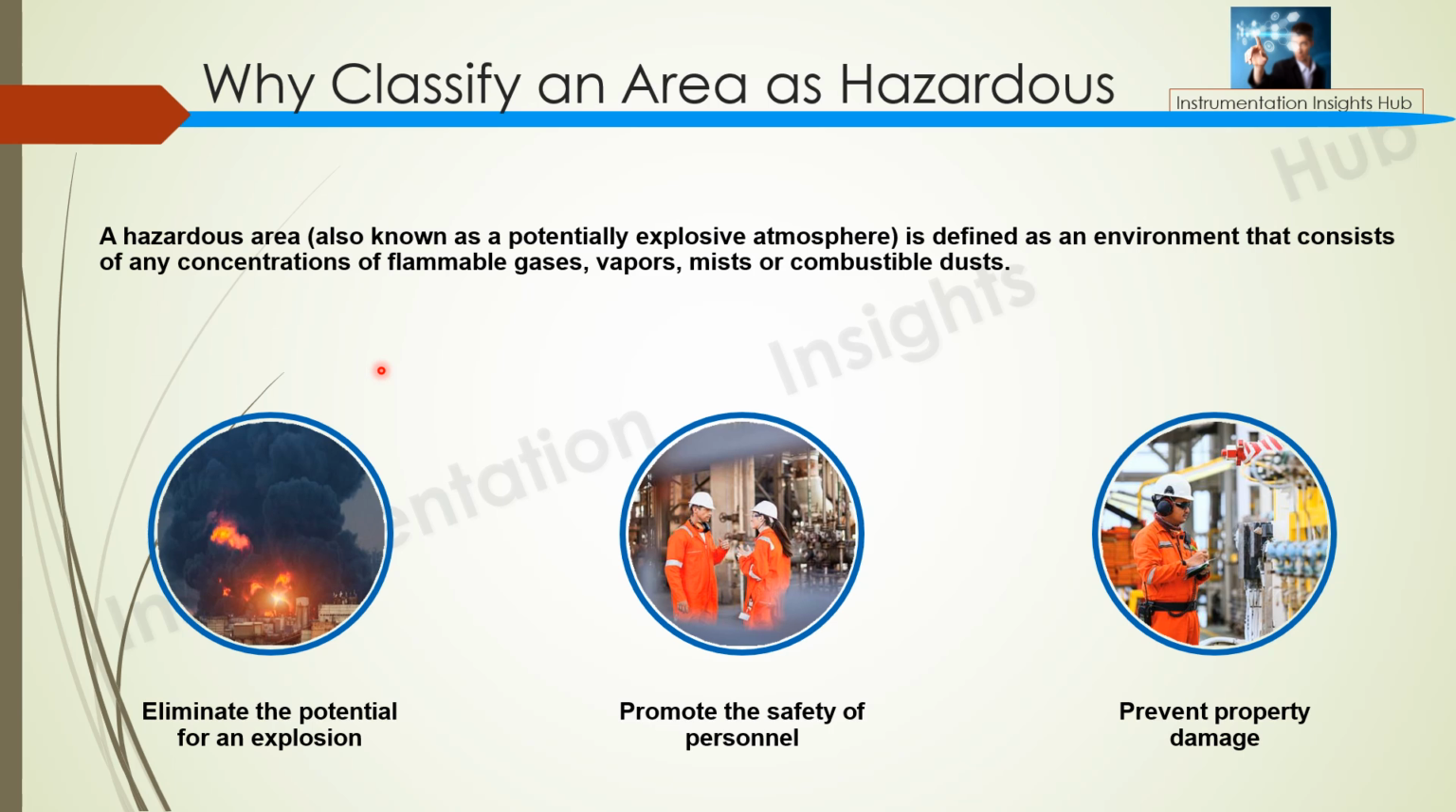I will start with what a hazardous area is and why classifying an area as hazardous is important. A hazardous area, also known as a potentially explosive atmosphere, is defined as an environment that consists of any concentration of flammable gas, vapors, mist, or combustible dust. In oil and gas, flammable gas and vapor are important. For mining and other industries, mist and combustible dust are also there. Combustible dust you may also find in some solid-handling oil and gas plants.